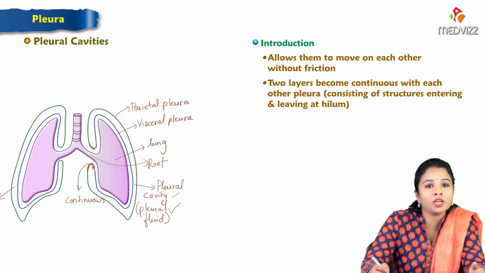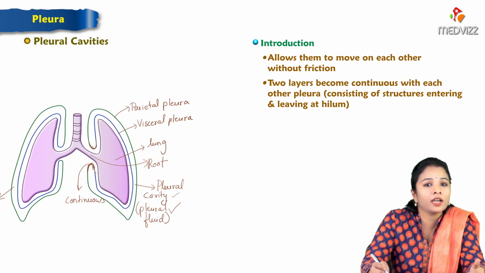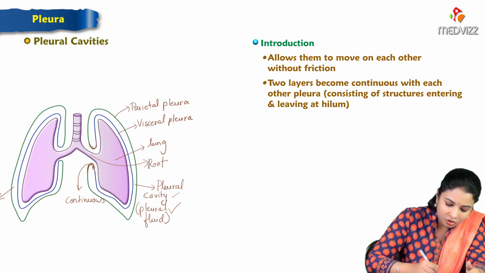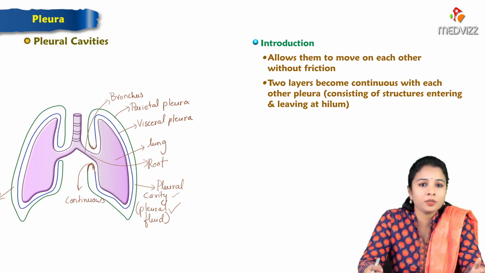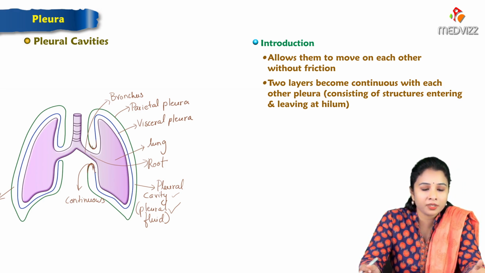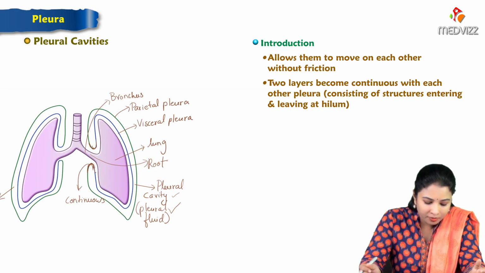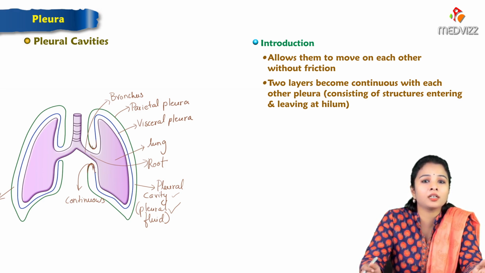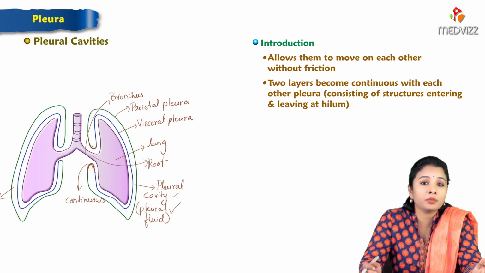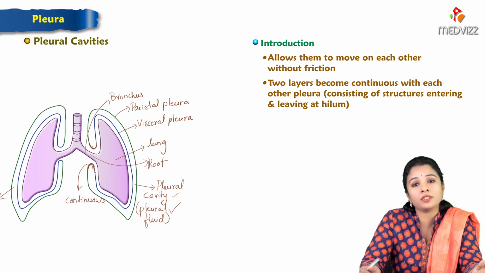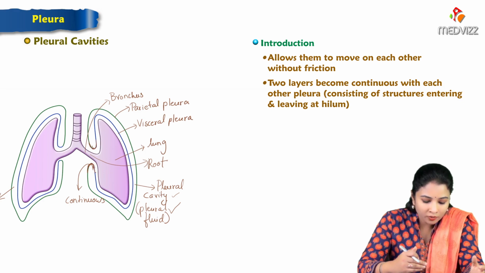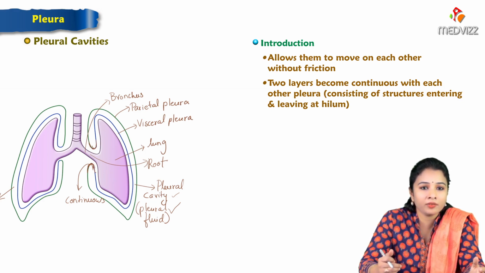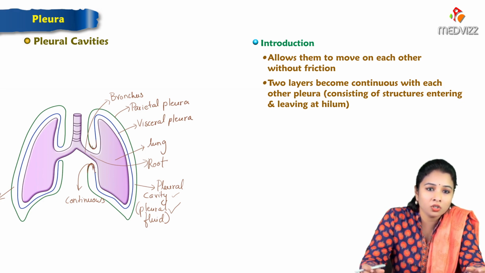The root of the lung consists of the structures entering and leaving the lung. Here it is just shown the bronchus. On the right side there are two, eparterial and hyparterial. On the left side it is the principal bronchus, and along with the bronchus there are pulmonary arteries, pulmonary veins, sympathetic plexus, bronchial vessels, and also lymphatics. So there are many more structures entering and leaving the lung along with the bronchus. Altogether it is called the root of the lung.